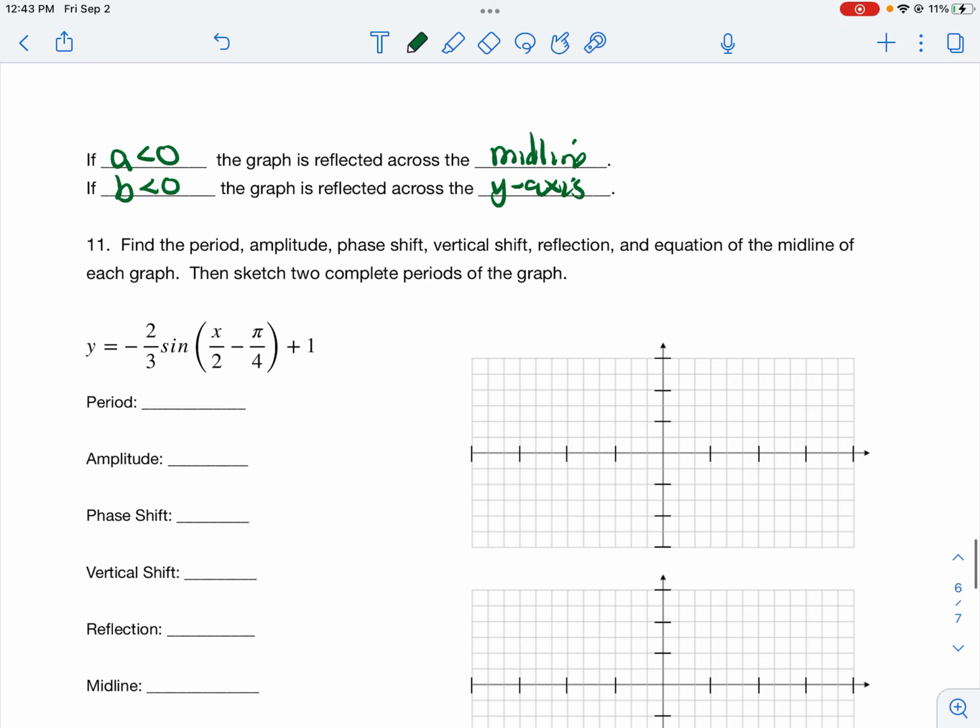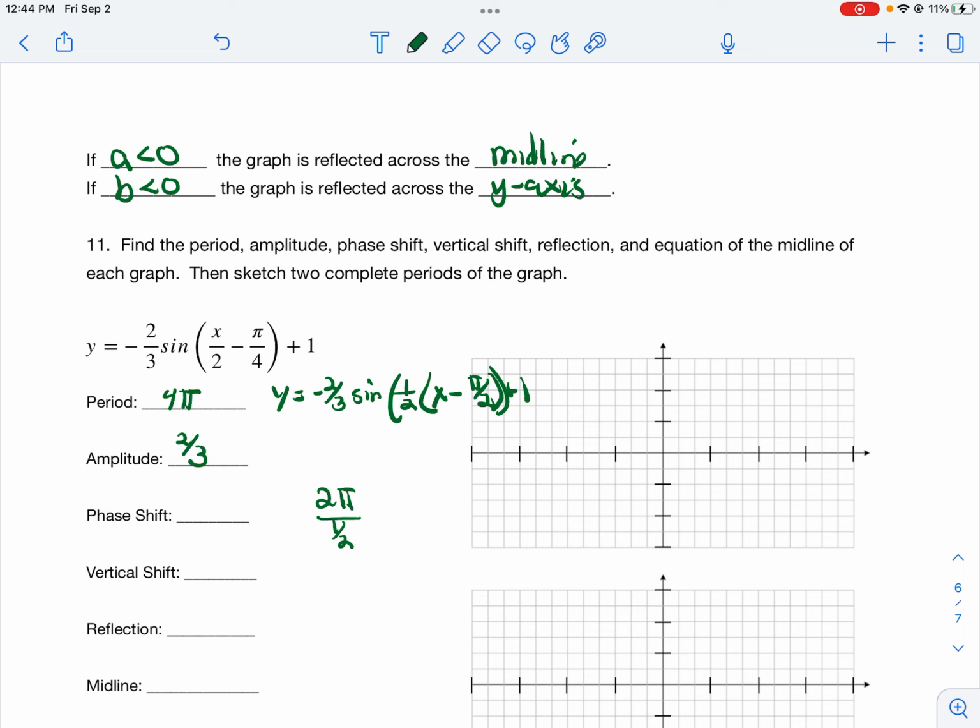All right, so again, this is not in transformation form, so I'm going to rewrite this and factor out that 1/2, which is the coefficient of the x term. And if I take pi over 4 and divide it by 1/2, I get pi over 2 plus 1. Okay. So my period of this graph is my normal period for sine divided by b, which is 1/2, which gives us 4 pi. My amplitude is the absolute value of that negative 2/3, so it's just 2/3.